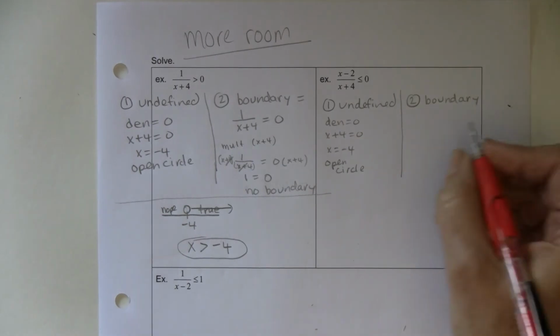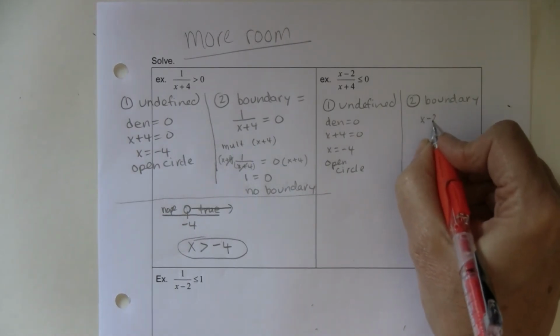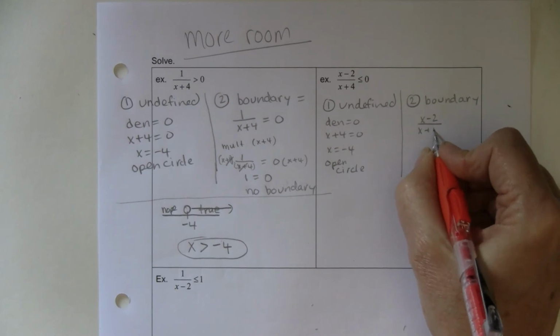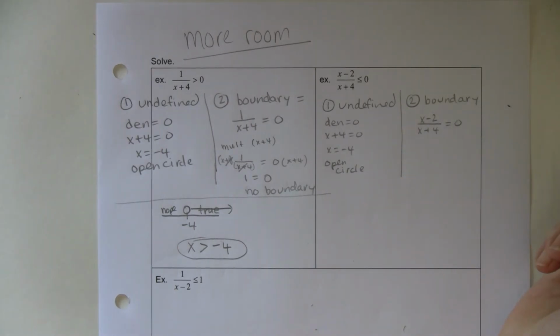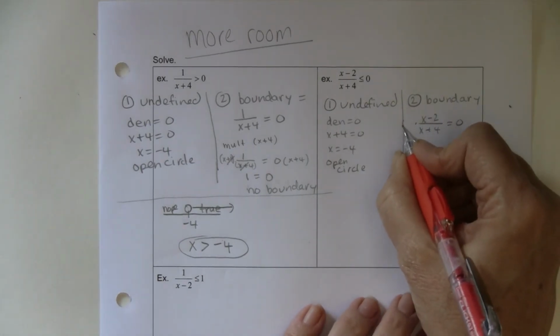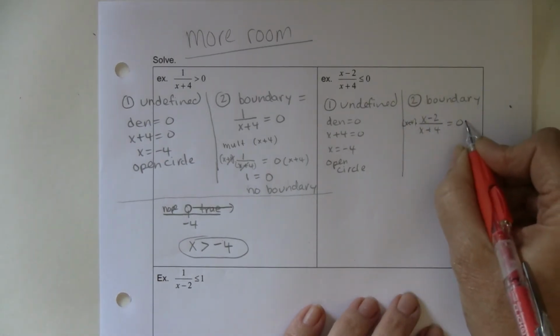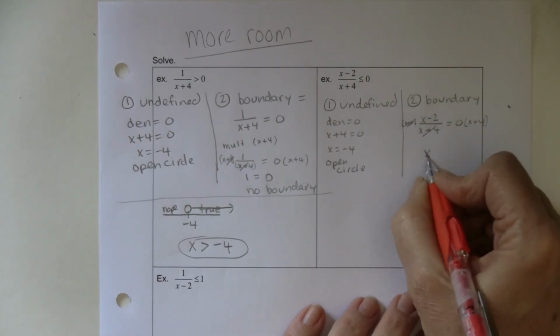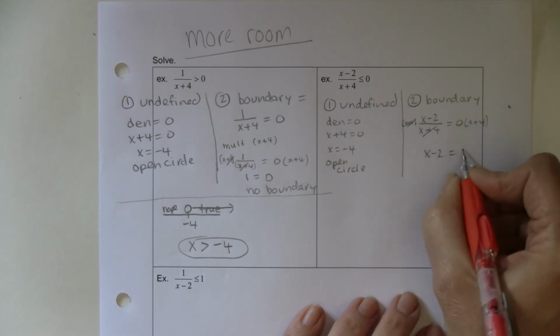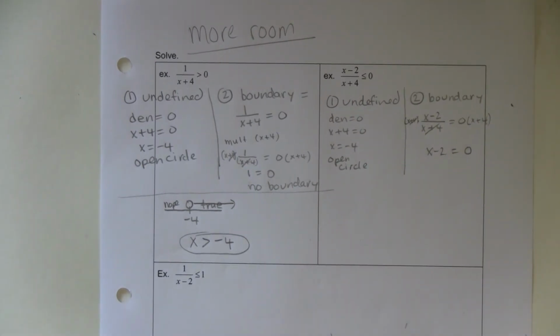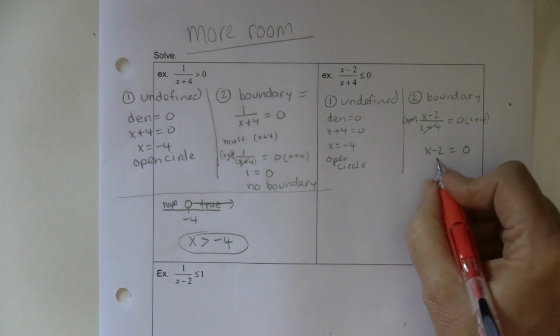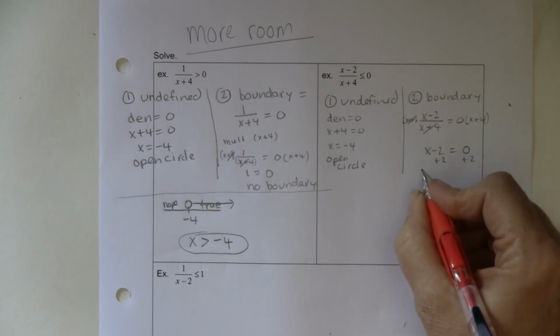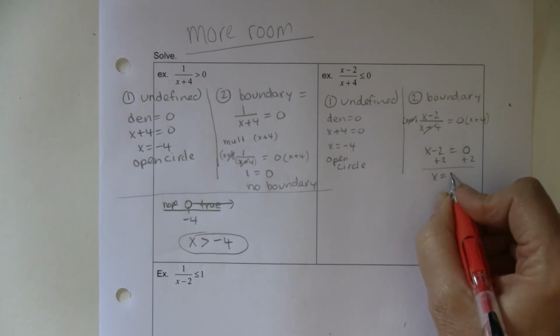Now I want to know, where's my boundary point? On the last one, we didn't have a boundary point, but you're going to notice something different on this one. The boundary happens at equals. So when I multiply both sides by x plus 4, like I did on the last one, here I get x minus 2, and on that side I get 0. That can be true, right? All I'd have to do is add 2 to both sides, and so I get x is 2 as a boundary point.